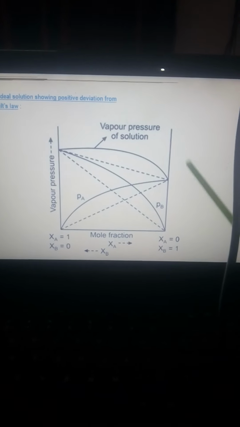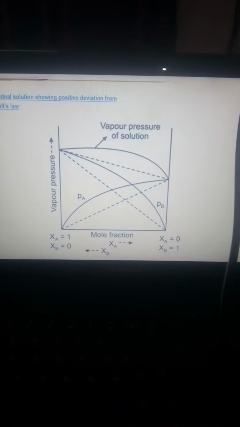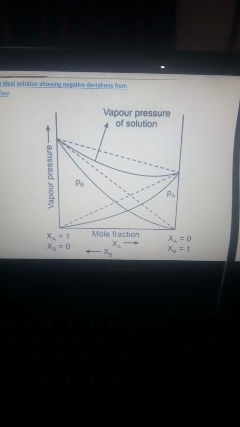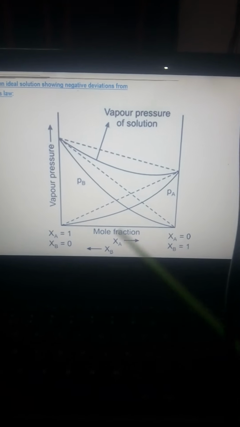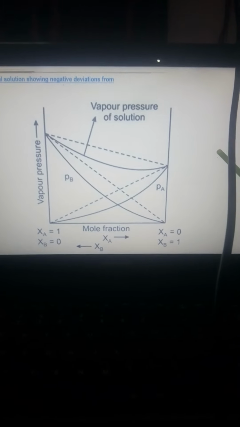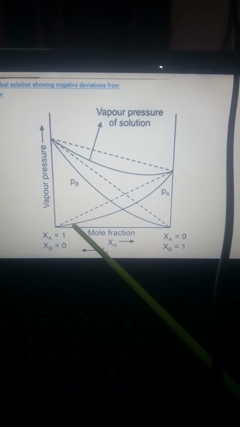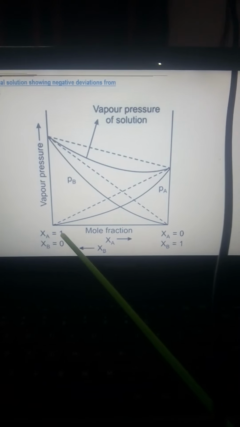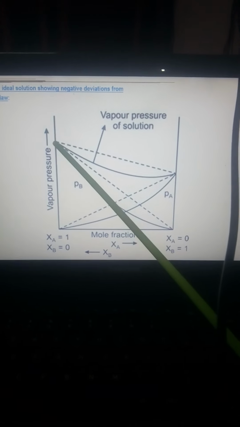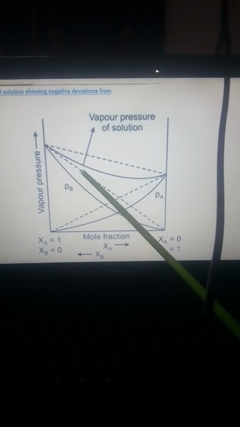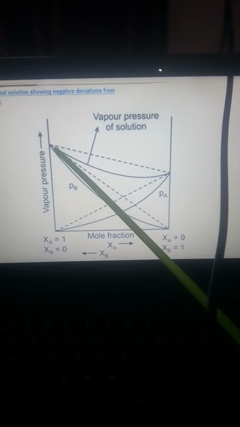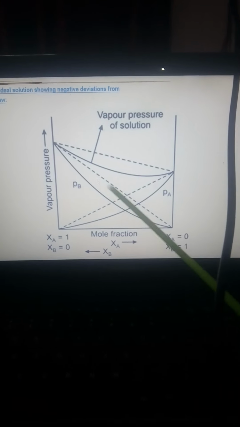Non-ideal solution shows two types of deviation. One is the positive deviation, and another is the negative deviation. This is the graphical representation of a negative deviation regarding the non-ideal solution. This is the plot of vapor pressure versus mole fraction. Here whenever x is equal to 1, that is the maximum. From here to here it keeps decreasing, ultimately to 0. So it will go this way. In case of the ideal solution we will get a straight line.